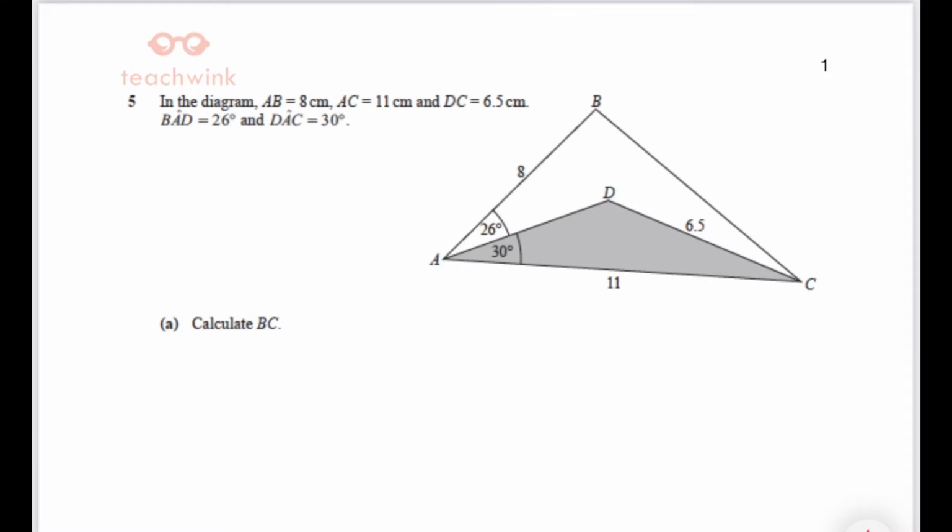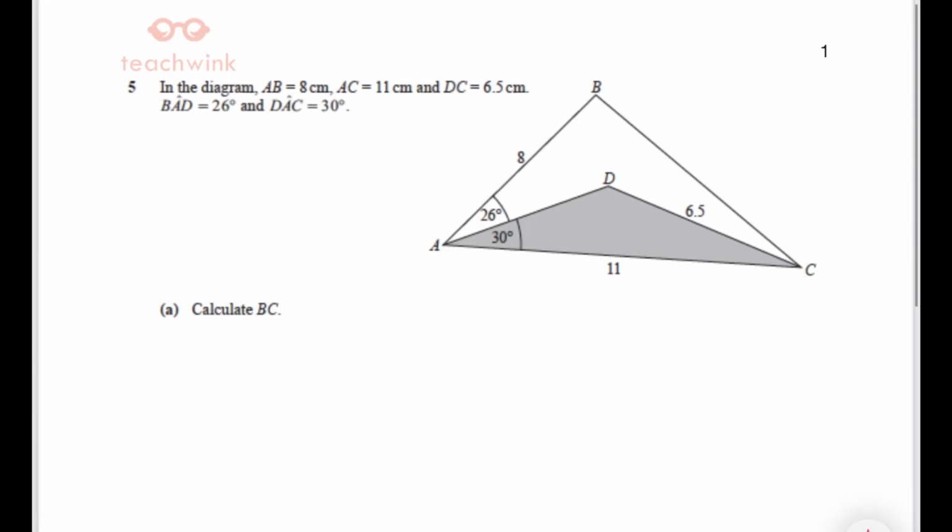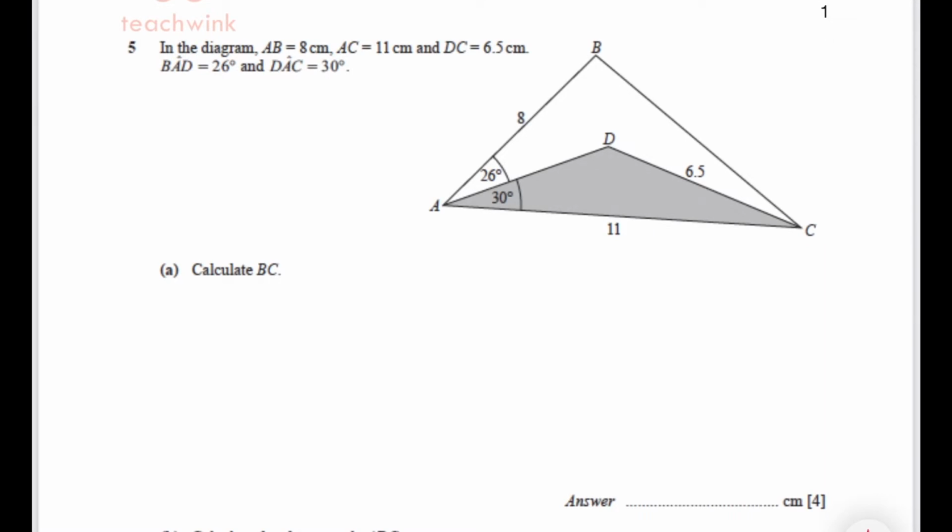So let's do it. The question says in the diagram AB is 8 centimeters, AC is 11 centimeters and DC is 6.5 centimeters. Angle BAD is 26 degrees and angle DAC is 30 degrees. The first part says calculate BC. That means we need this length.